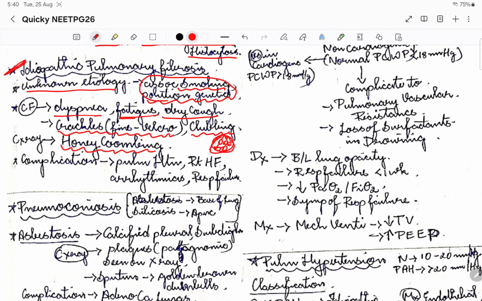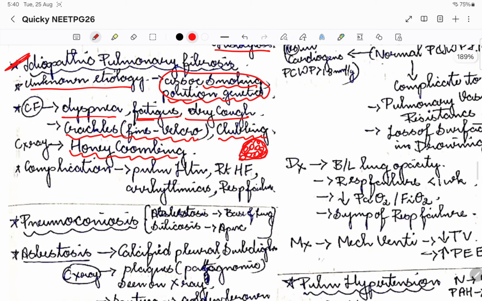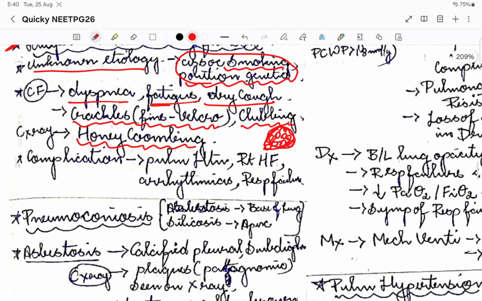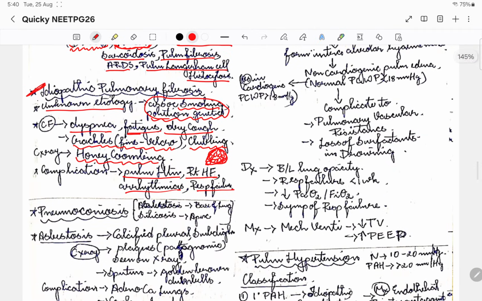So when you see a honeycomb pattern on chest X-ray or CT, it looks exactly like a honeycomb. That is how we will diagnose pulmonary fibrosis. Complications, just like any other fibrosis, will be pulmonary hypertension, right heart failure might happen, arrhythmias, and respiratory failure might be there. So this is with respect to pulmonary fibrosis.